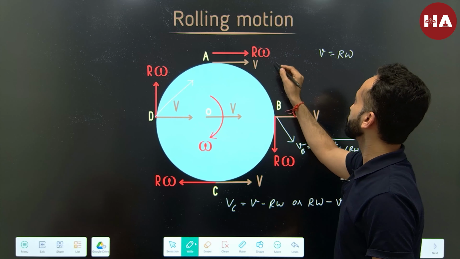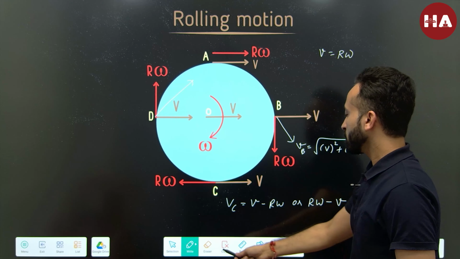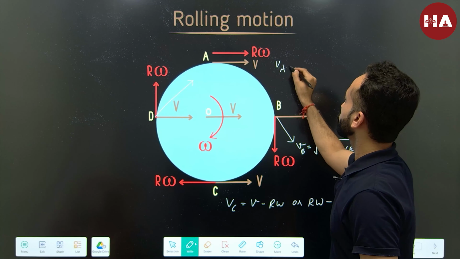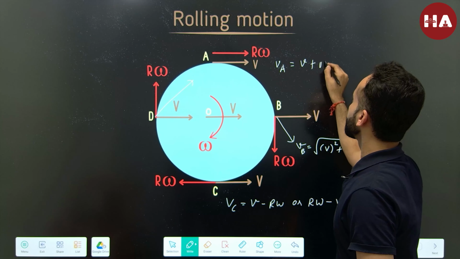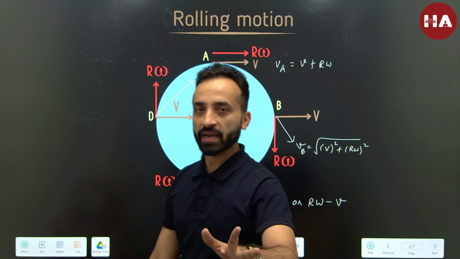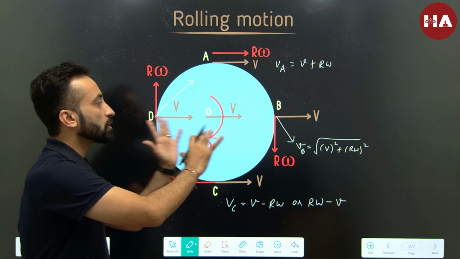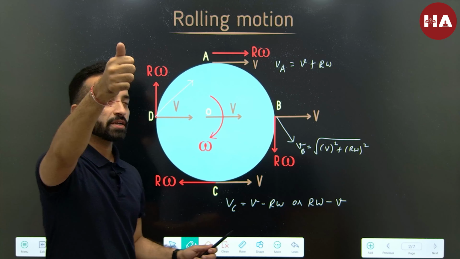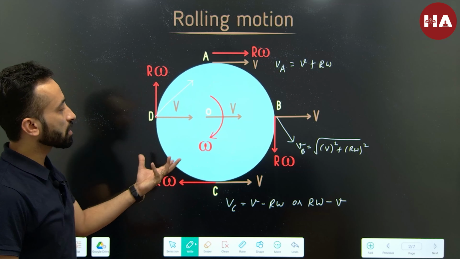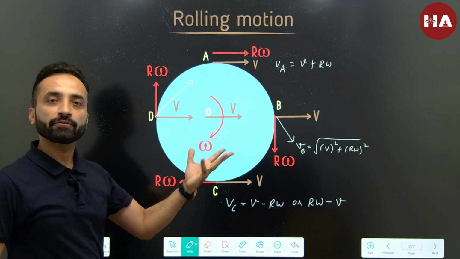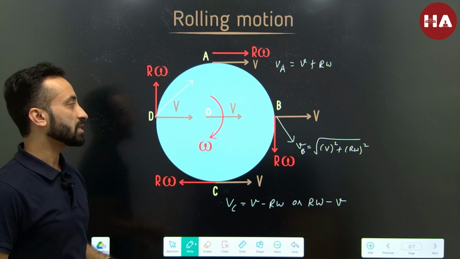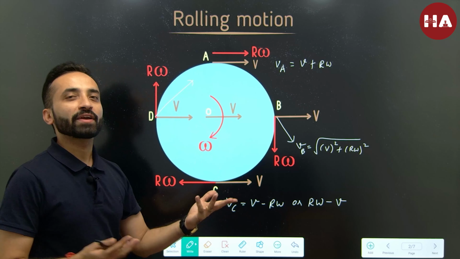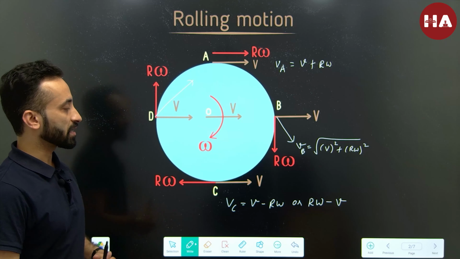And for A, as we had written, the net velocity is going to be v plus r omega. Keep this in mind: when we are talking about rolling of an object, it is a combination of translatory motion and rotatory motion, and that is how we get the net velocities of different points, that is A, B, C and D specifically. If you want any other point, you can do the vector addition of v and r omega. It's not a big deal.